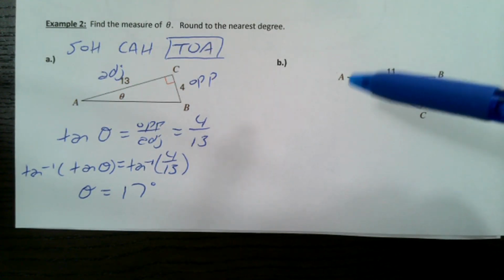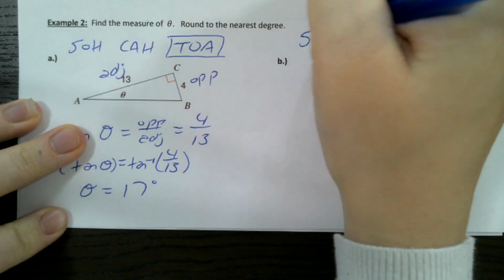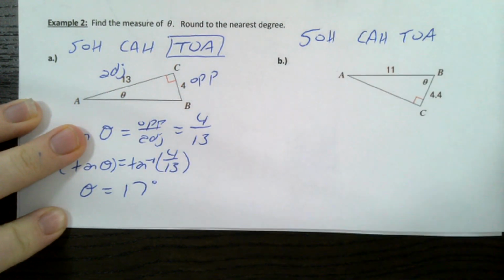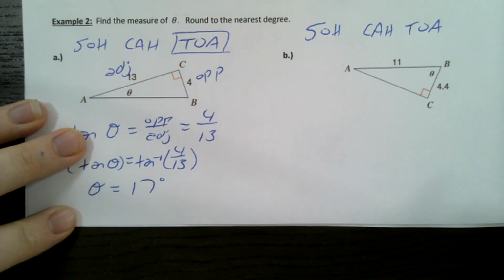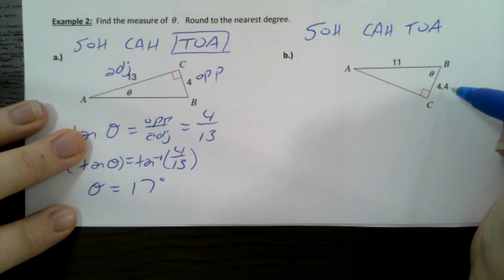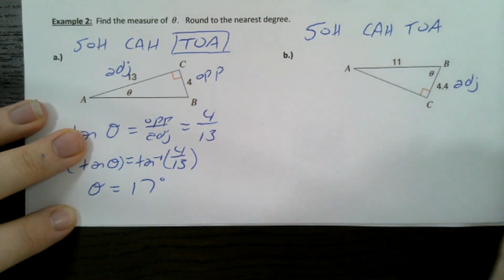And then our example 2, part B here, we have to again find which ratio we're going to be working with. So we're going to think, is it going to be our SO, our CA, or our TOA, our sine, our cosine, or our tangent? So let's take a look at our angle theta and see what relationship these sides have to it. So my 4.4 here is adjacent, opposite, or hypotenuse? It's going to be adjacent because it's directly next to my angle theta.